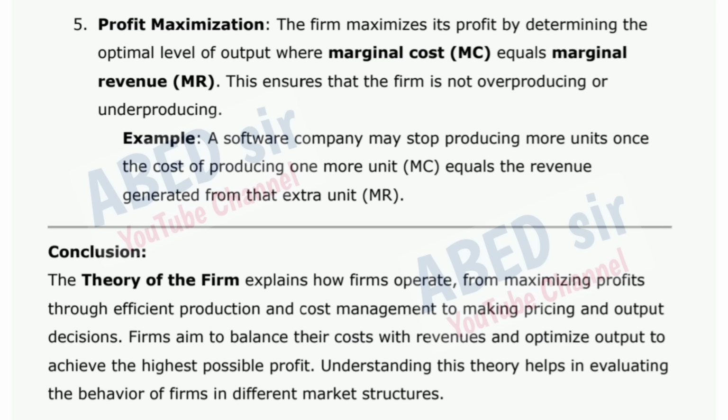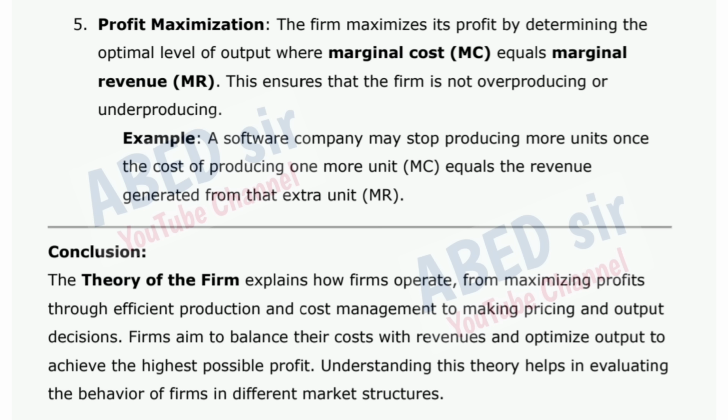5. Profit maximization. The firm maximizes its profit by determining the optimal level of output where marginal cost, MC, equals marginal revenue, MR. This ensures that the firm is not overproducing or underproducing. Example, a software company may stop producing more units once the cost of producing one more unit, MC, equals the revenue generated from that extra unit, MR.